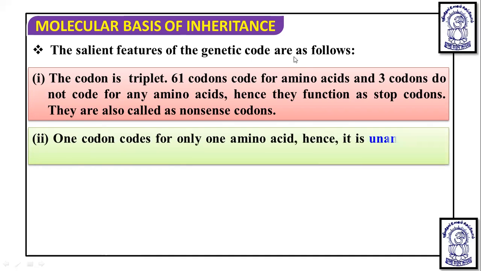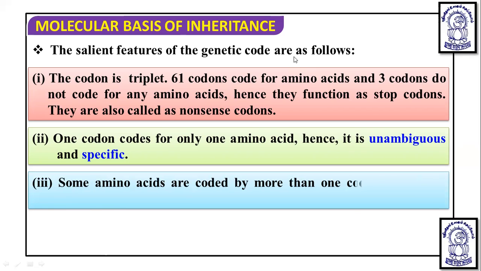Second, one codon codes for only one amino acid; that is specificity. UUU codes for phenylalanine only. It cannot code for glycine, tyrosine or threonine. It codes only for phenylalanine. So one codon codes for only one amino acid, hence it is known as an unambiguous or specific codon.